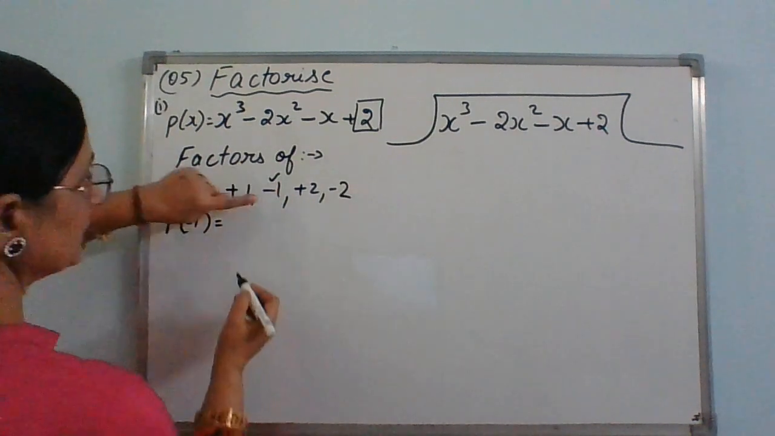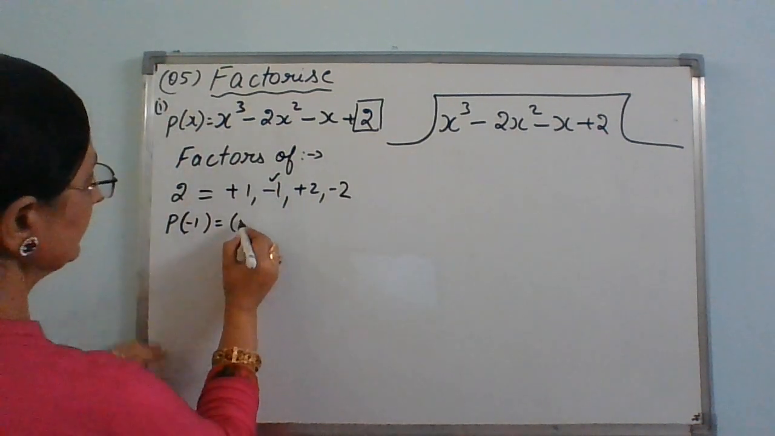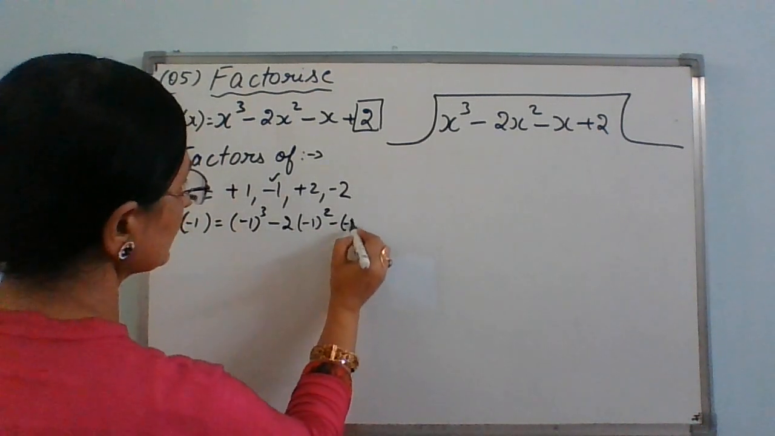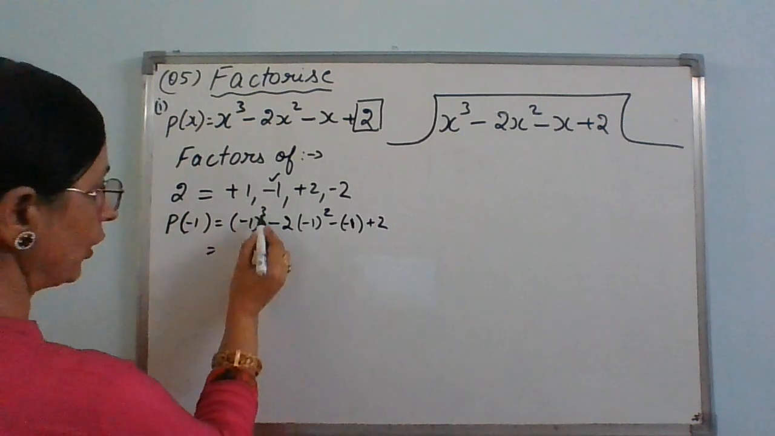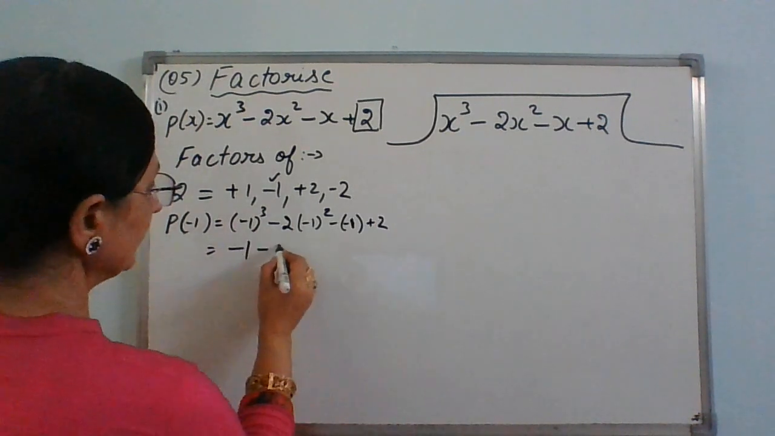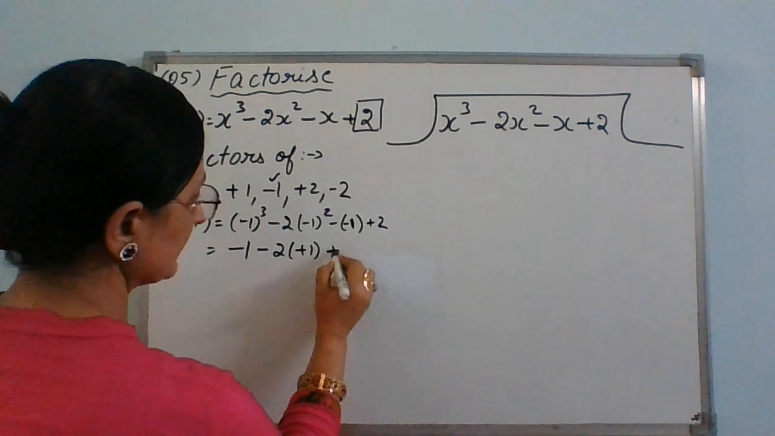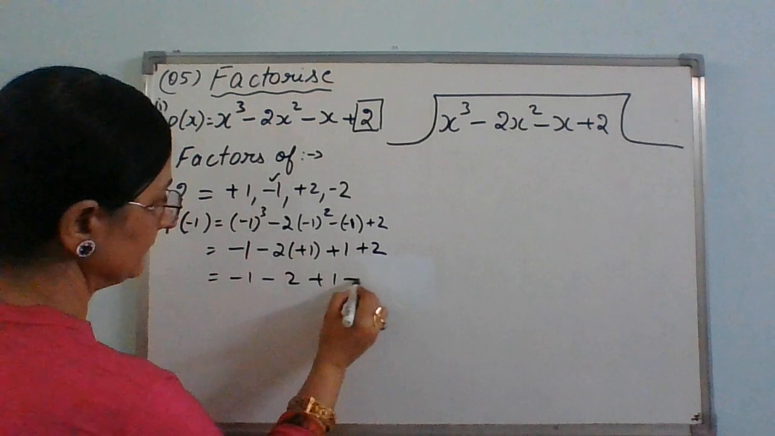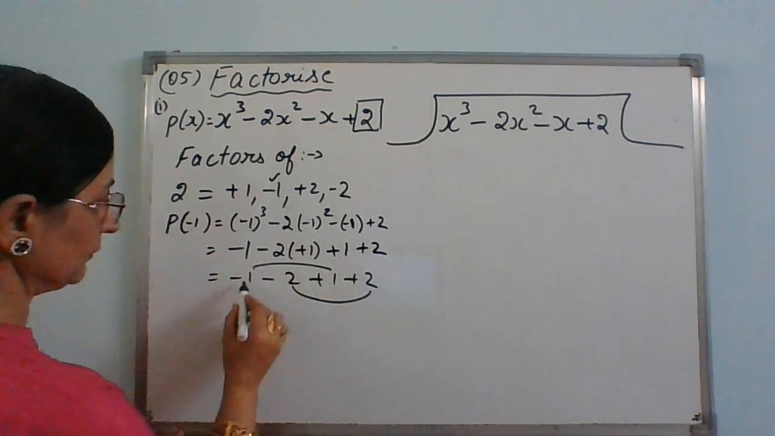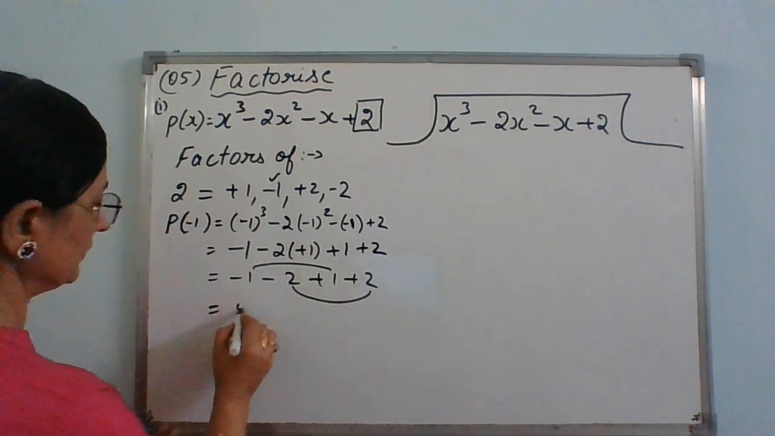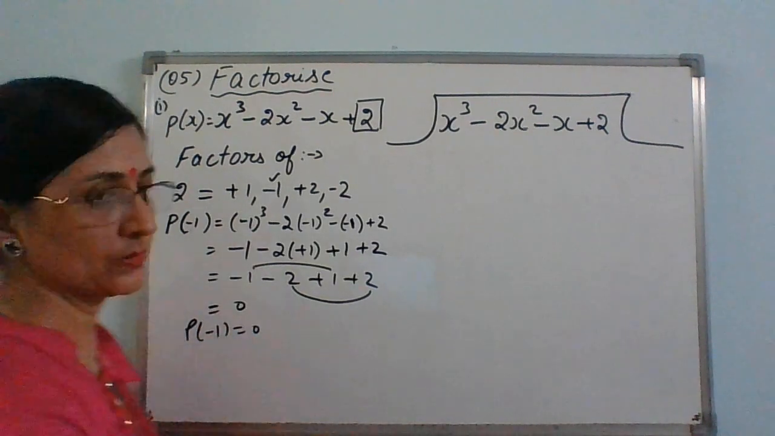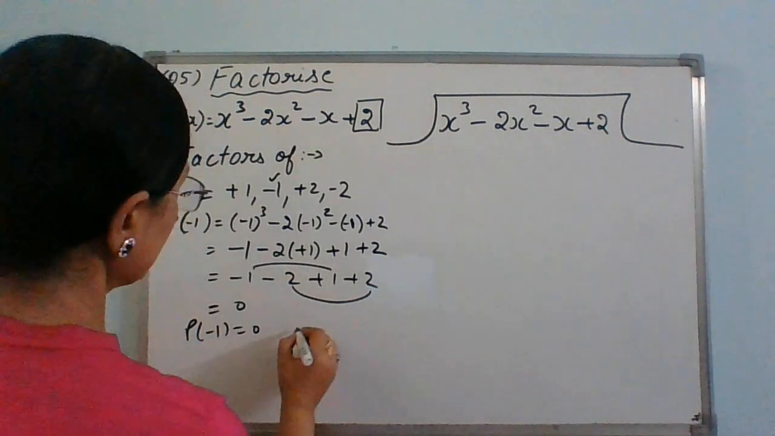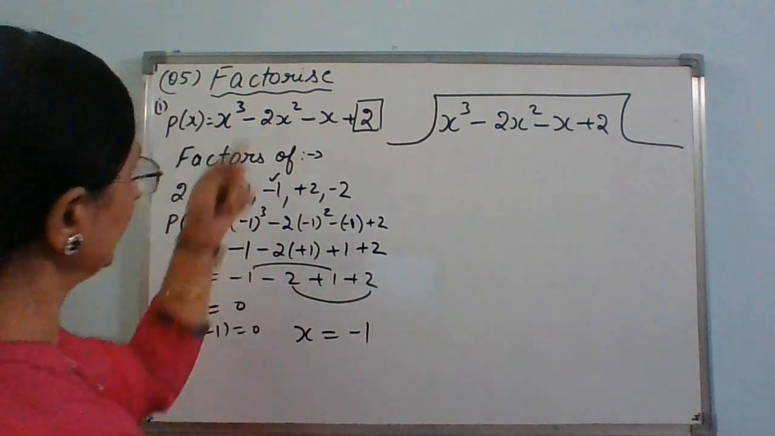Now, taking this minus 1, you have to substitute minus 1 and check whether it's coming 0 or not. Minus 1 and plus 2. Let us check. An odd power of minus 1 remains minus, and this becomes positive. So now here it becomes minus 1, minus 2, plus 1 and plus 2. So minus 1 minus 2 plus 1 plus 2 is 0. Yes, P of minus 1 equals 0. It means this x value, minus 1, is making this 0.